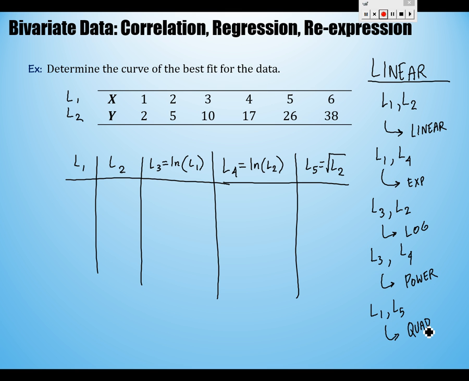There's so many different progressions: linear, quadratic, cubic, logarithmic, exponential, power.